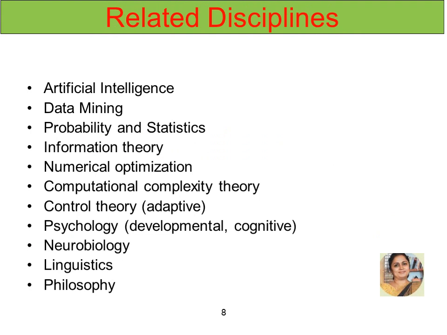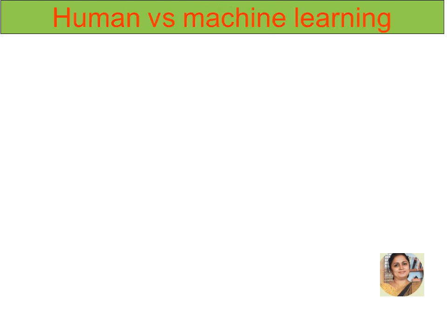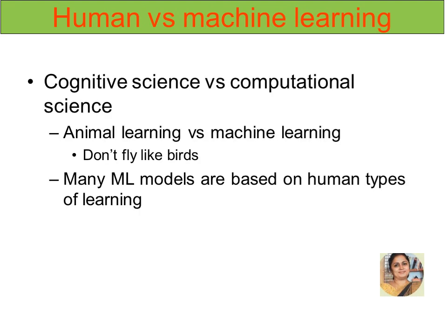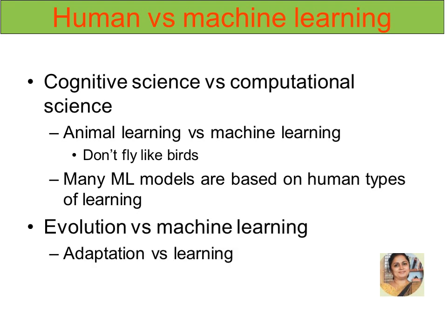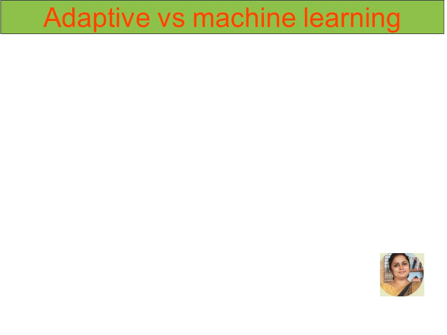Some related disciplines are artificial intelligence, data mining, probability and statistics, information theory, numerical optimization, computational complexity theory, control theory, psychology, neurobiology, linguistics, and philosophy. So human versus machine learning, cognitive science versus computational science, animal learning versus machine learning. Don't fly like birds. Many machine learning models are based on human types of learning. Evolution versus machine learning: adaptation is learning.